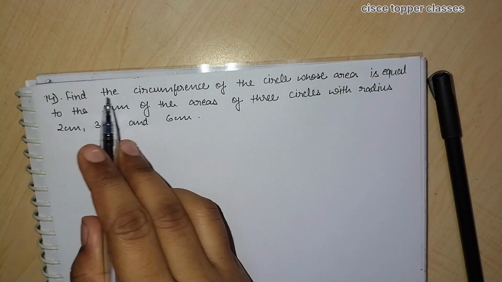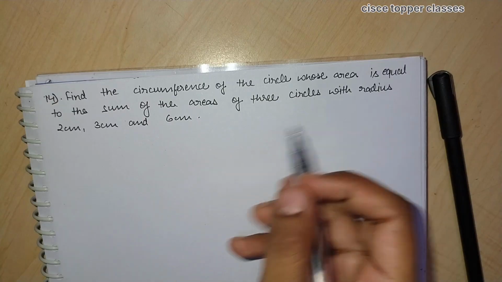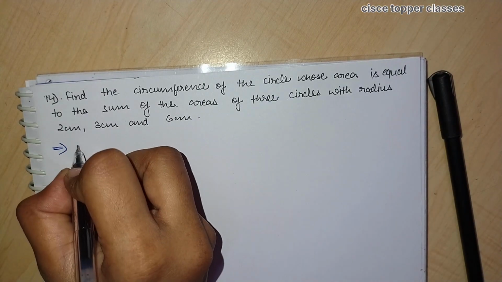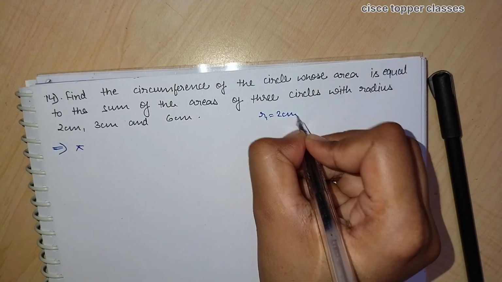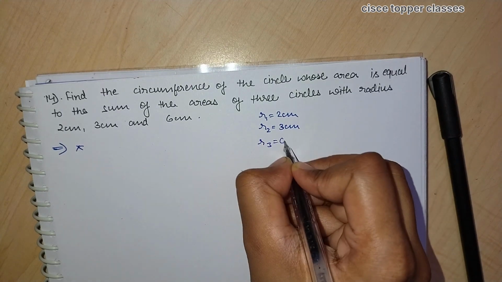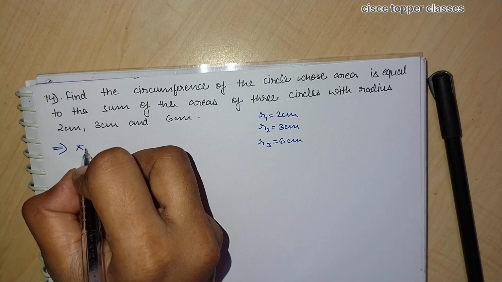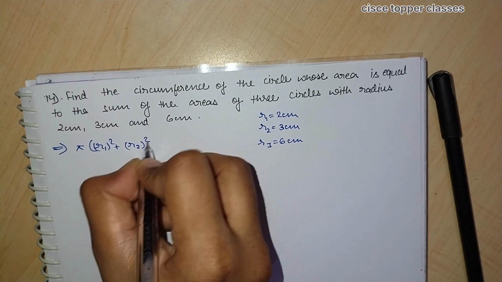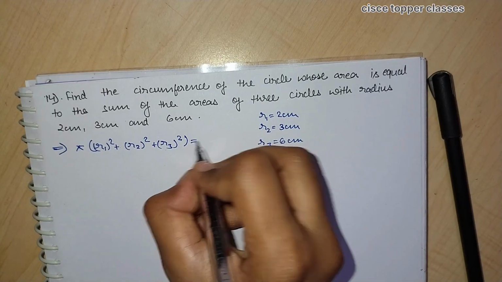Let's solve the 14th question. Find the circumference of the circle whose area is equal to the sum of the areas of three circles with radius 2 centimeter, 3 centimeter and 6 centimeter. So let R1 be 2 centimeter, R2 be 3 centimeter and R3 be 6 centimeter. So here pi is common: pi times R1 whole square plus R2 whole square plus R3 whole square equal to the area.